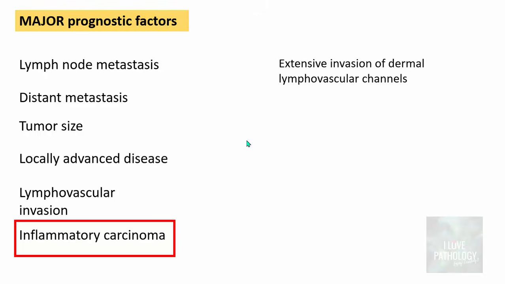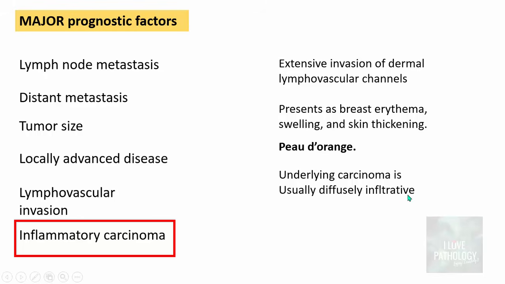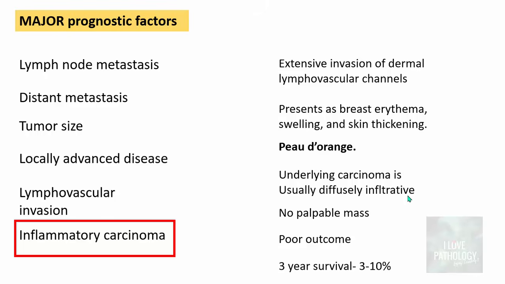The next one is inflammatory carcinoma, another important entity which you need to understand. What is this? This is because of extensive invasion of dermal lymphovascular channels, where the patients present with breast erythema, swelling, and skin thickening. A very classical peau d'orange is seen in these inflammatory carcinomas, where the underlying carcinoma is usually diffusely infiltrative. They do not form a palpable mass lesion. Extremely poor outcome, and the 3-year survival rate is just 3 to 10% in inflammatory carcinoma.